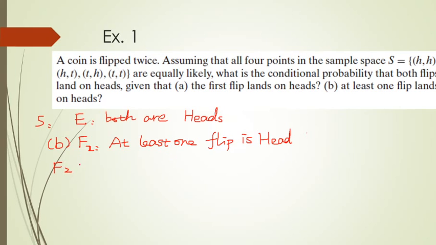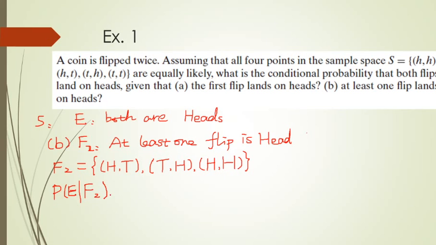At least one flip is head, which means you can have one head or two heads. So let's list the outcomes in event F2. You can have head, tail. We don't mention which one, so you can have tail, head, or head, head. So that means at least one flip is head. Find the probability both head given the event at least one flip is head. So that is the probability of E and F2 over the probability of F2.